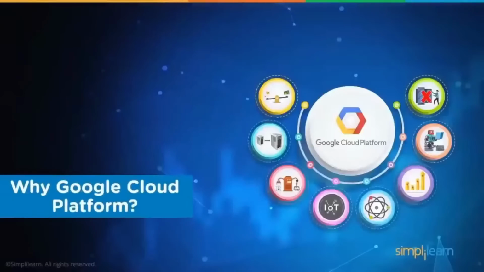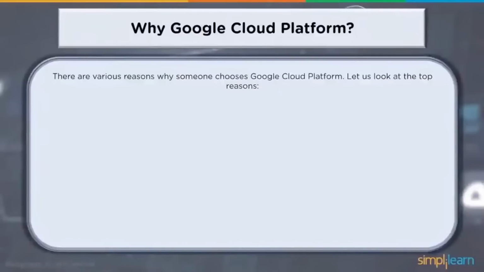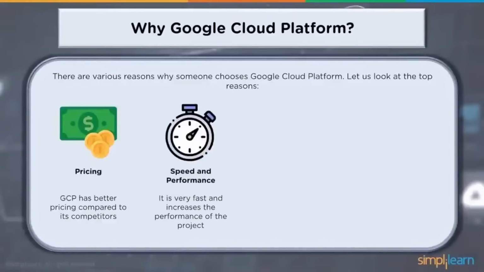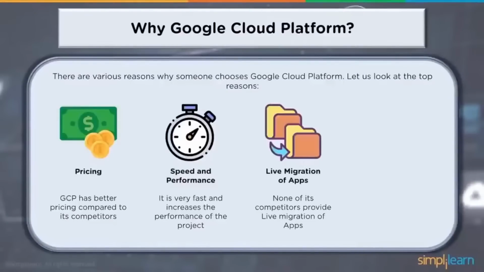When we talk about why Google Cloud Platform, there are various reasons why someone would choose it. GCP has better pricing compared to its competitors. When it comes to speed and performance, it is very fast and increases the performance of the project. It offers live migration of apps, and there are a huge number of solutions, which I will show you further in later screens, which help an organization adopt a cloud platform, integrate with it, or even completely migrate into it. None of Google's competitors provide live migration of apps.